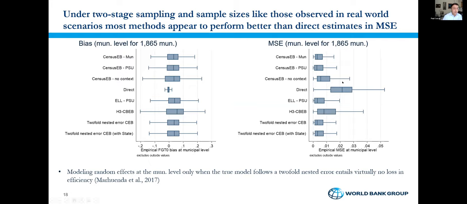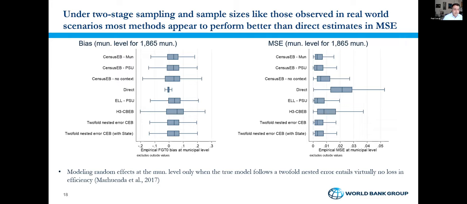Adding contextual level variables, meaning area means, for example, or PSU means, yields improved estimates, not only with less bias, but also with less noise. So you can compare here the census EB no context versus the census EB mean, and you can see that the difference is quite considerable in mean squared errors. Notice also how the ELL PSU is even less noisy. So ELL with the random location effect specified at the PSU is less noisy than the census EB without context level variables. So inclusion of the context level variables, area means and stuff like that, is very useful for modeling.